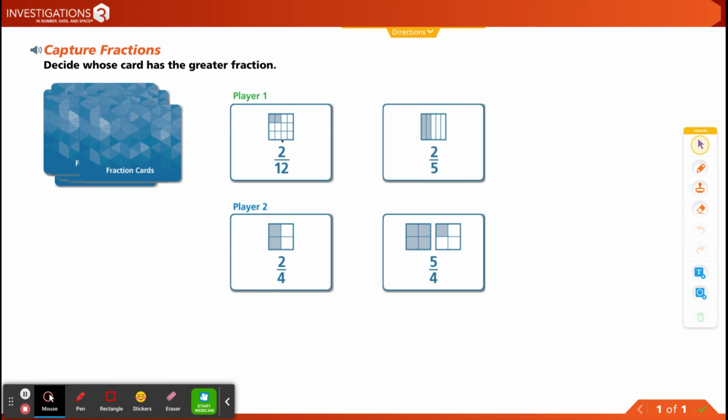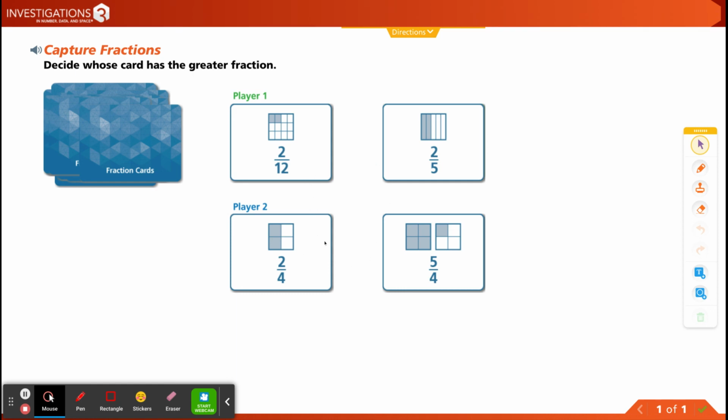So now I have 2/12, 2/5, and 2/4. You know what else I noticed? My denominator got smaller from the 12ths to the 5ths to the 4ths, which means I had to cut the whole into fewer pieces. So the pieces got bigger. All right, that makes sense.